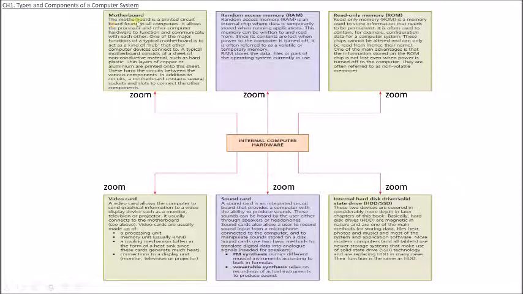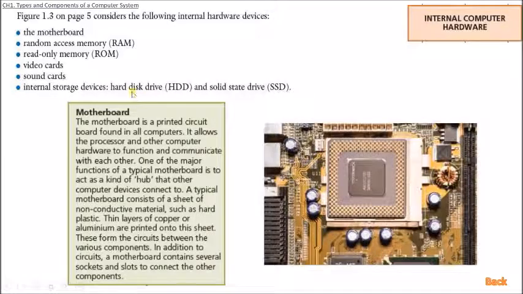It is talking about the motherboard, RAM, ROM, video card, sound card, and the internal hard disk drive and solid state drive. Now, if I want to talk about the motherboard, here is the motherboard. The motherboard is a printed circuit board, which is found in all computers. It allows the processor and other computer hardware to function and communicate with each other. So it is very important in my system.